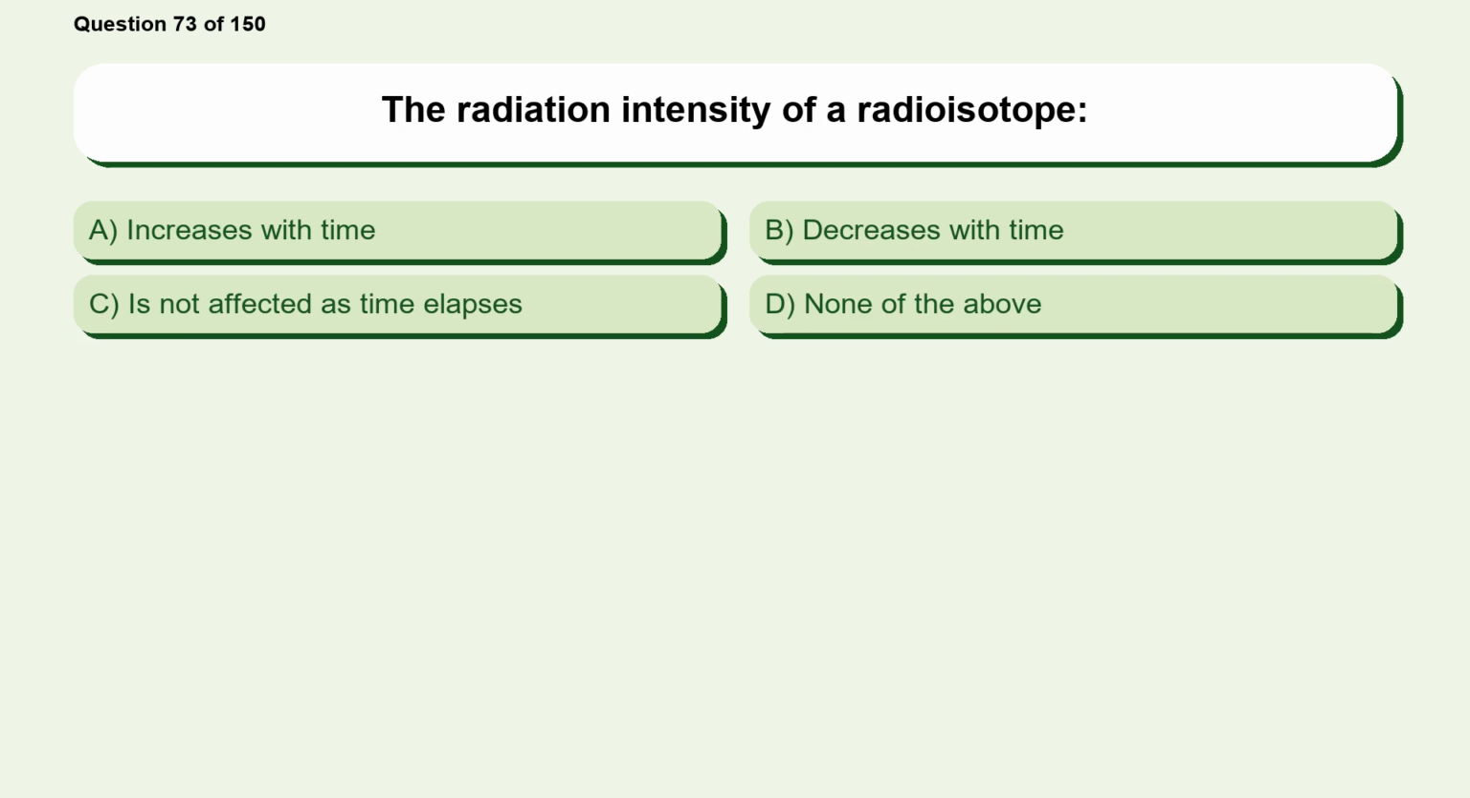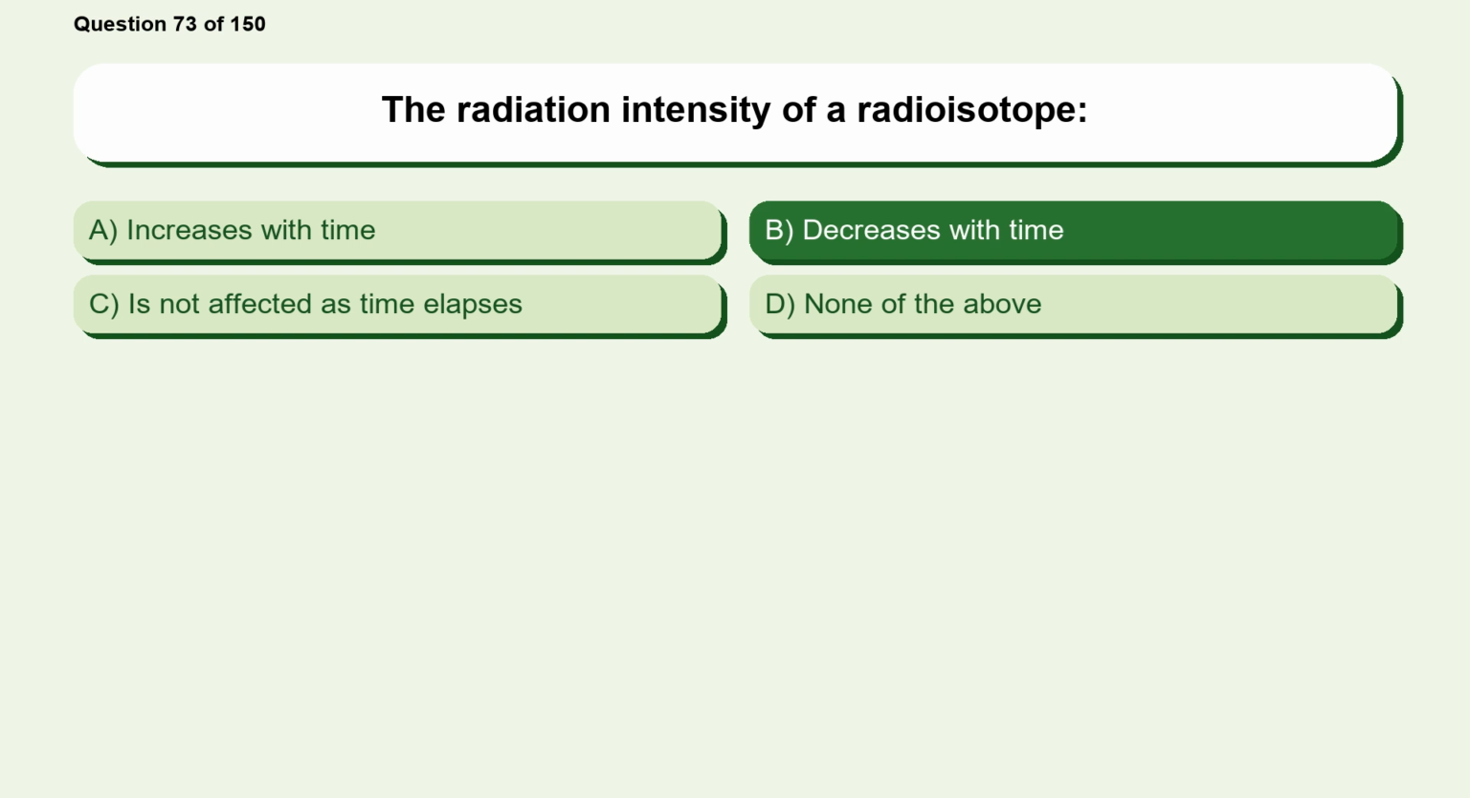Question 73. The radiation intensity of a radioisotope: Option A. Increases with time. Option B. Decreases with time. Option C. Is not affected as time elapses. Option D. None of the above. The correct answer is option B.